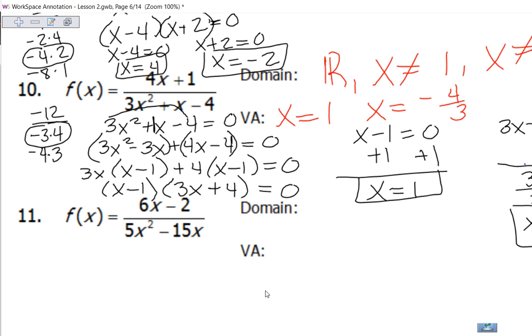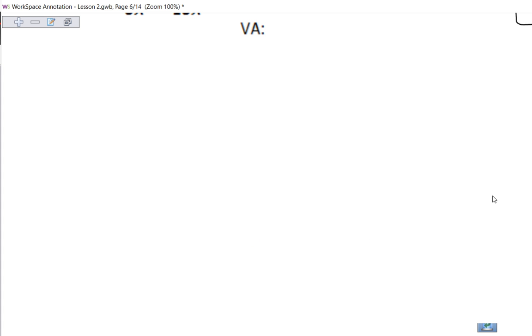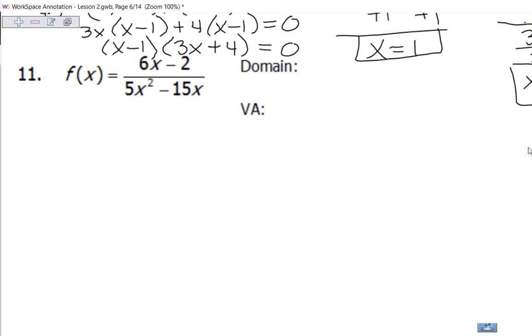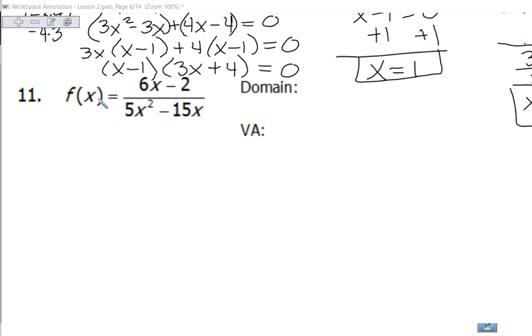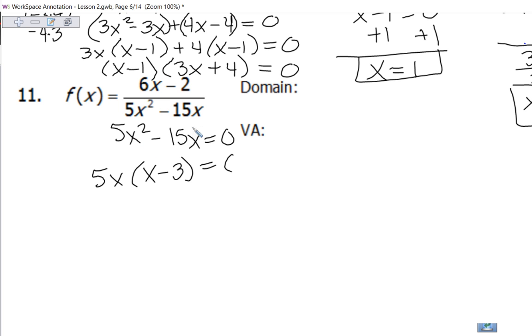Okay, number 11. Set the denominator equal to 0. So the 5x squared minus 15x, set it equal to 0. And that one has a GCF. What's the GCF? 5x. And what goes in the parentheses? X minus 3. After you have it in factor form, set your factors equal to 0.